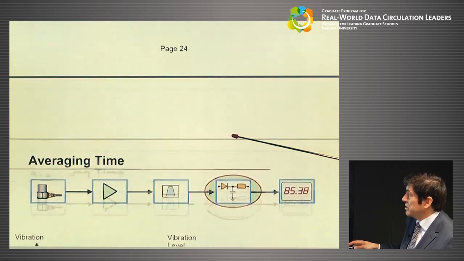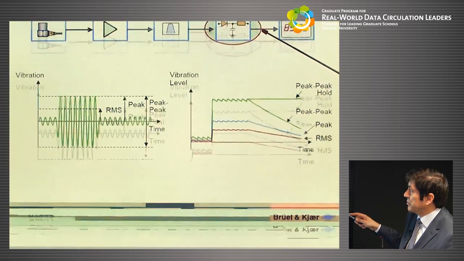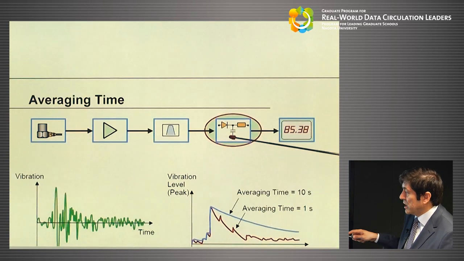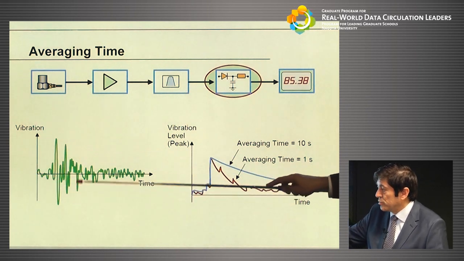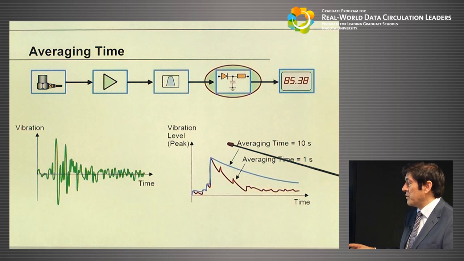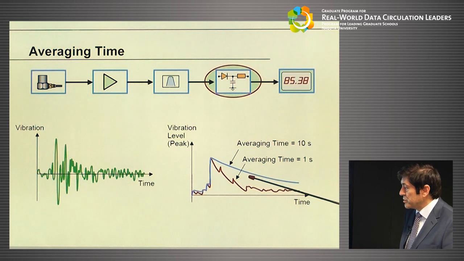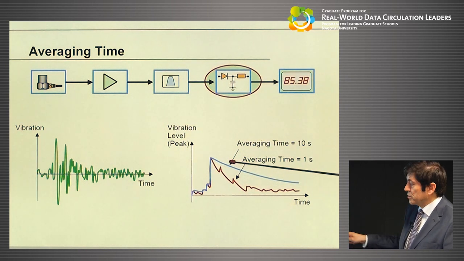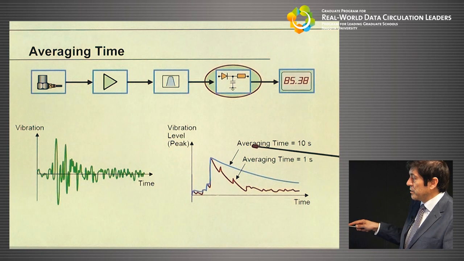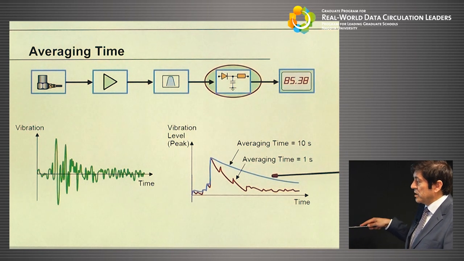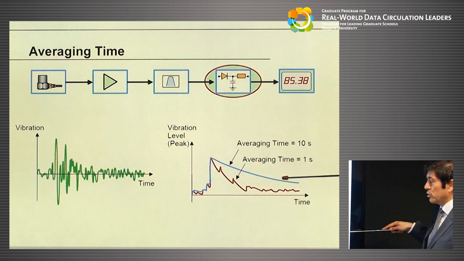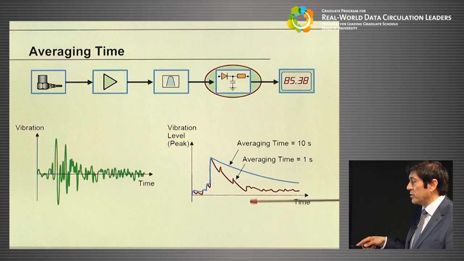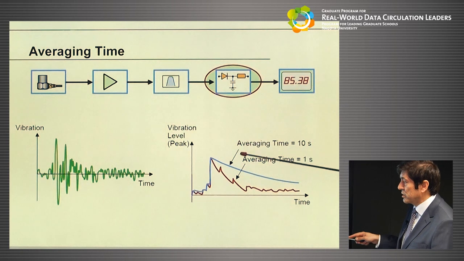For instance, in that case, with this device, if you use an averager, we have time domain data. In that case, averaging time becomes important. If averaging time is 1 second, we will see such a curve for vibration level. It will die out faster. But if averaging time is long, then you will see a signal close to very steady behavior. Choosing an appropriate averaging time is important.